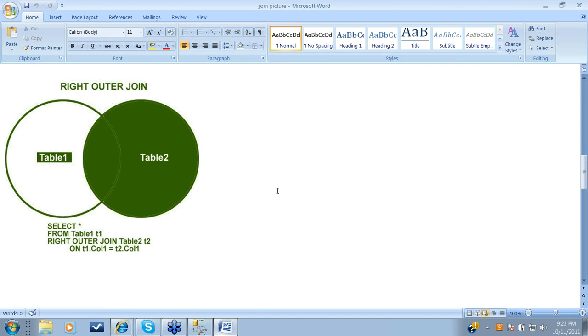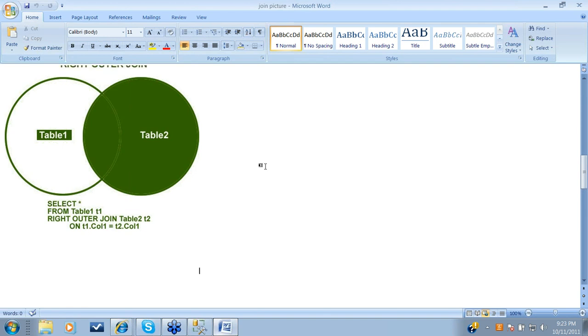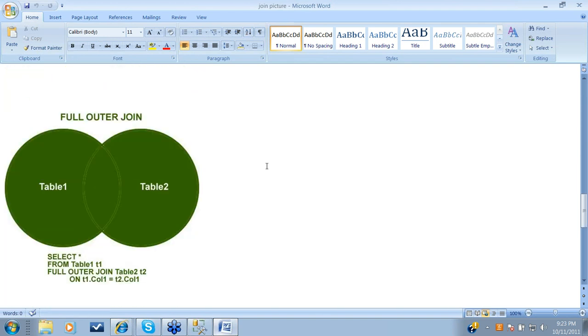Okay. All right. So is it clear so far? Okay. All right. So there is another type of join called full outer join. This is nothing but the combination of the left outer join and the right outer join. As the picture indicates, the result of the full outer join will show you all the records from table 1 and all the records from table 2. That is another type of join, very rarely used.